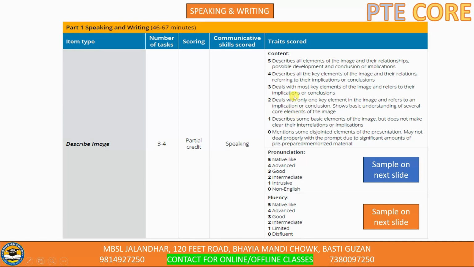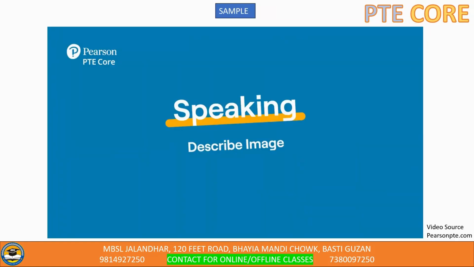You get 3 if you have mentioned most of the key elements, not all the key elements but most of the. Second, deal with only one element, means you have talked about only one. When I go for describe image, I will tell you in detail some points that you need to keep in your mind when talking about the describe image. The pronunciation and fluency remain 5 points each, and this is the first activity where the score is calculated only in speaking. There is no other communicating skill.